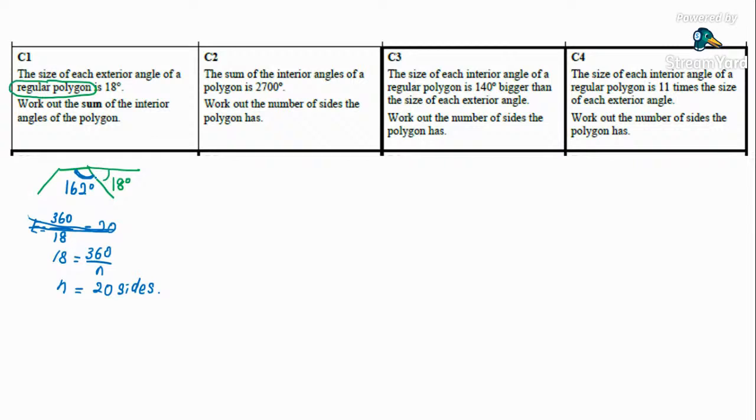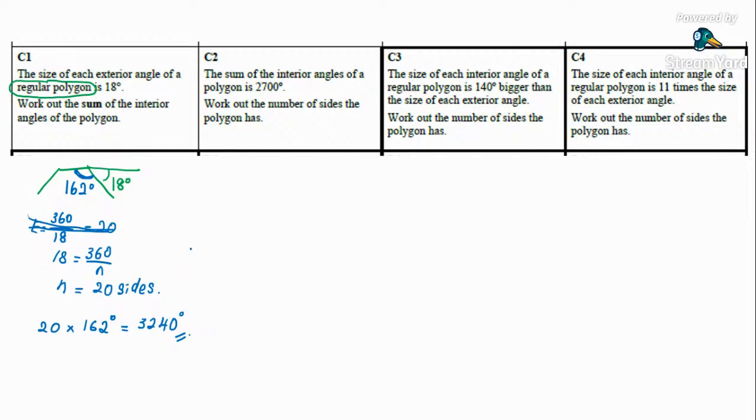Okay, so I know that I will have 20 sides, which means I will have 20 interior angles, and each interior angle is 162. So I take 20 times 162 degrees. That will give me an answer of 3240 degrees. So you must be very clear about what you are doing here.